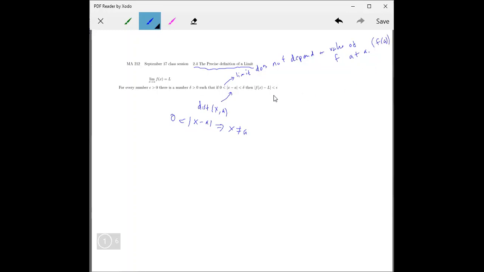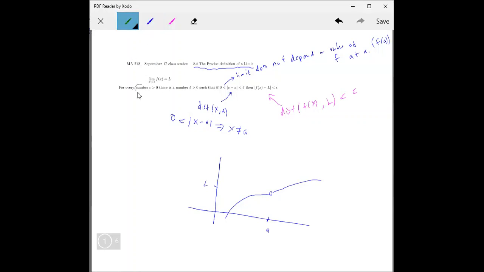Or does not depend on f of a, whether even if it's defined or not. Okay, doesn't matter. And then this part right here is the distance between f of x and the limit L is less than epsilon. So that's the distance between those is less than epsilon. And the way that it's typically illustrated is something like this. So if you have a function f that's going to a particular value, I'll just make a hole in the graph just for illustration. That's a, this will be your L. And so the idea is this.